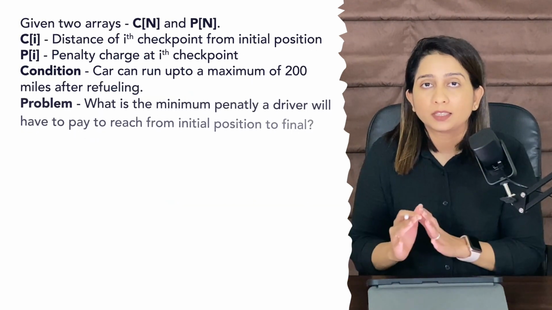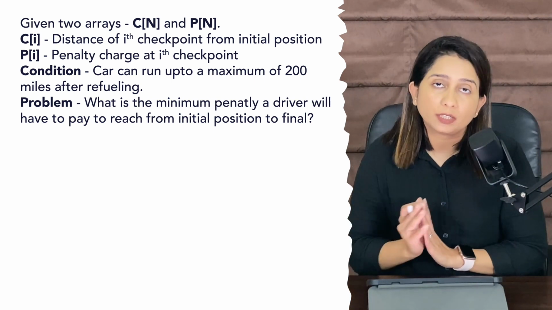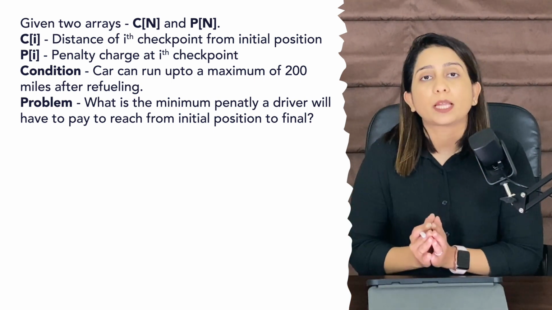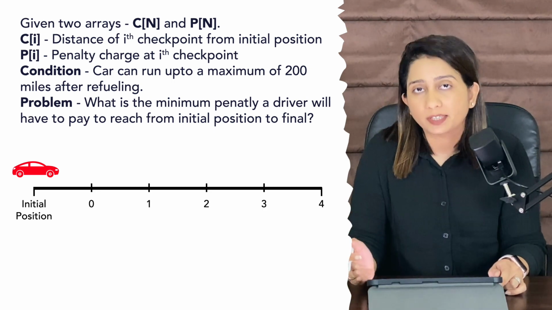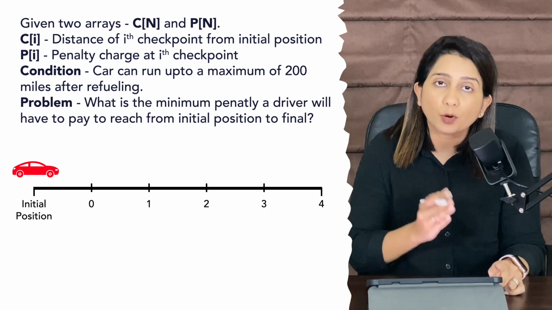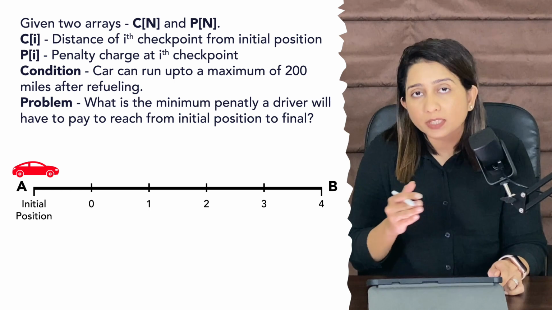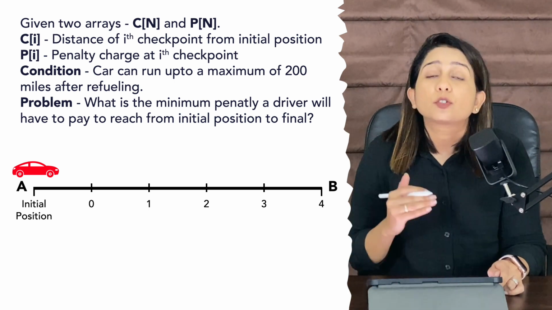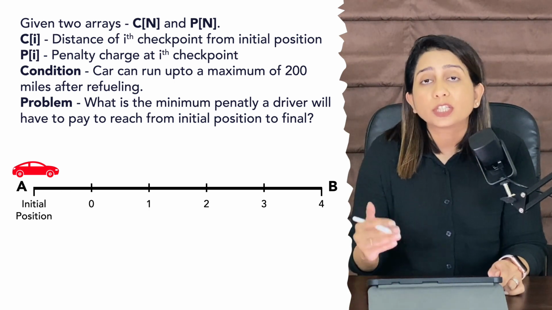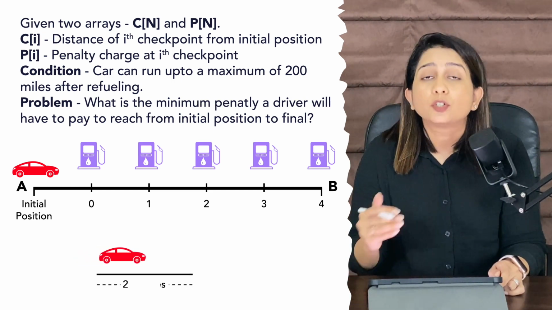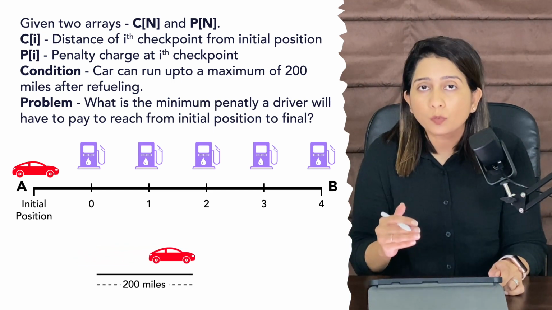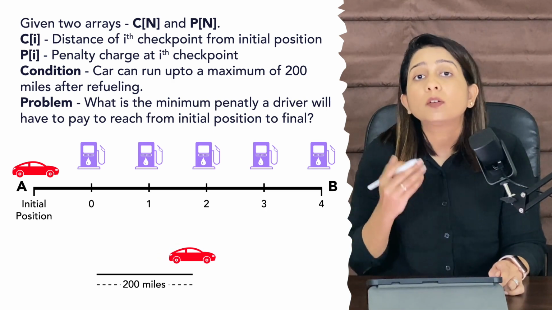You can see the problem statement on the screen. This problem describes that you have a vehicle and there are certain checkpoints on the road that are given to you. You have to reach from point A to point B by passing those checkpoints. Those checkpoints are available to you so that you can refuel your vehicle. At any given point of time, your vehicle can go up to 200 miles in one full refuel.